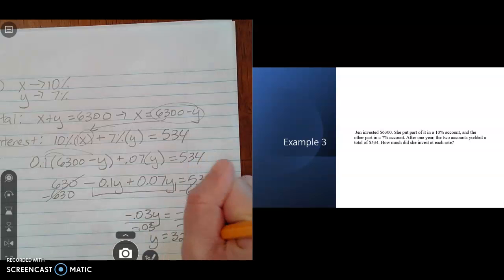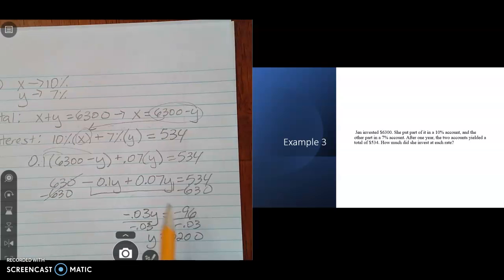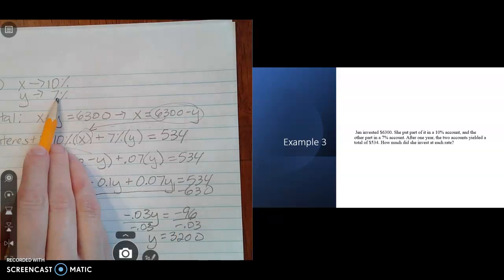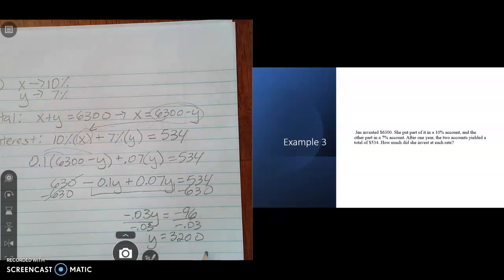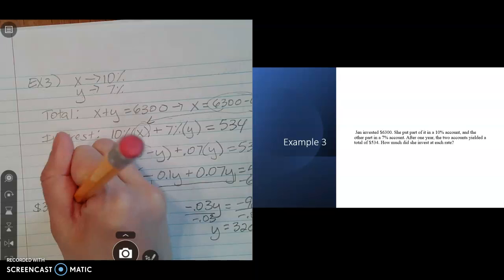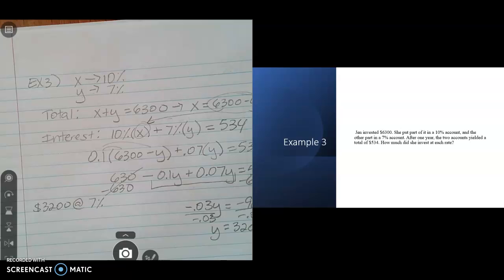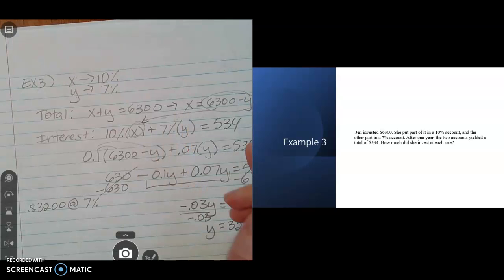Whenever you're at this point, it's always good to double check: what did I just solve, and how does it relate to the problem? If I go back up here, y was the amount invested at 7%. So I know that $3,200 was invested at 7% interest. Looking at the problem, it says how much did she invest at each rate, so I'm not done yet. I do need to solve for x. And probably the easiest way is to use this equation right here.